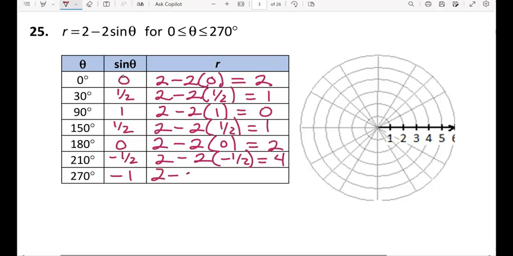And 2 minus 2 times negative a half is, I'm sorry, that's 3. 2 times negative a half is negative 1. And 2 minus negative 1 is 3. 2 minus 2 times negative 1 is this time 4.